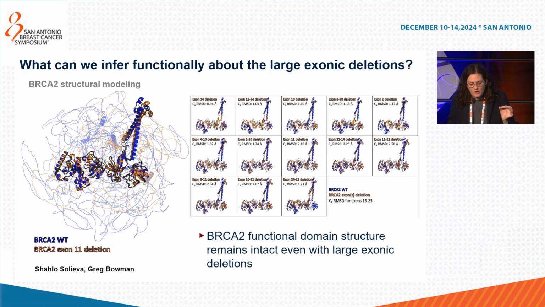And in fact, almost 2 angstroms is considered extremely similar, and the deviation here for exon 11 is just over 2 angstroms. And so the functional folding is all intact despite the lack of the large central exon. This is true. We did all of these for BRCA1. This is true as well for BRCA1.